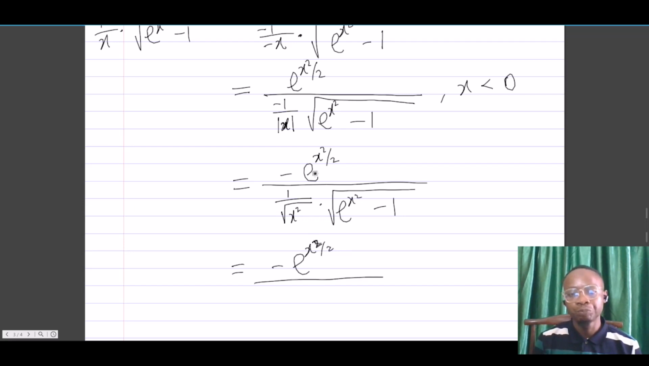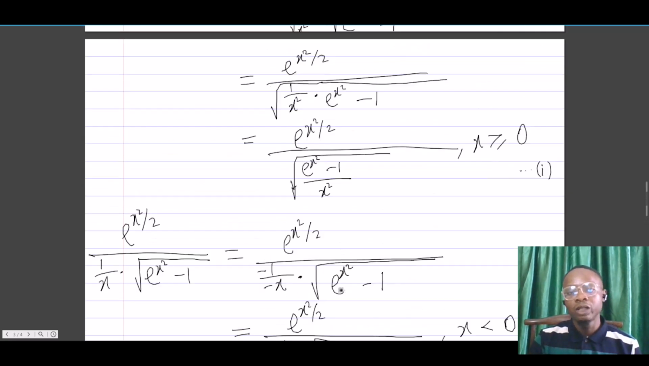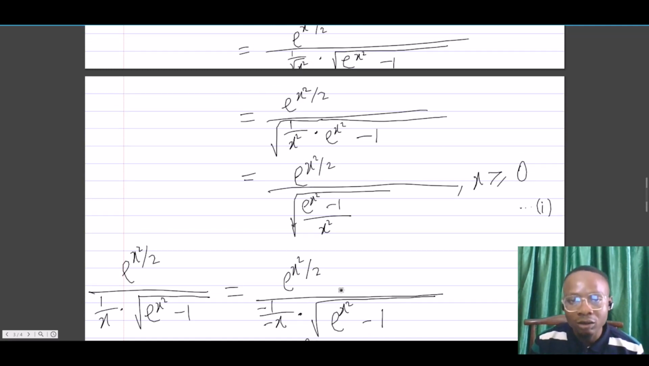divided by 1 over, so we can put this together now as root of 1 over x squared multiplying e to power x squared minus 1. Okay, so from here we can simplify further. Sorry, this is meant to be in brackets, please. Let's close that bracket.